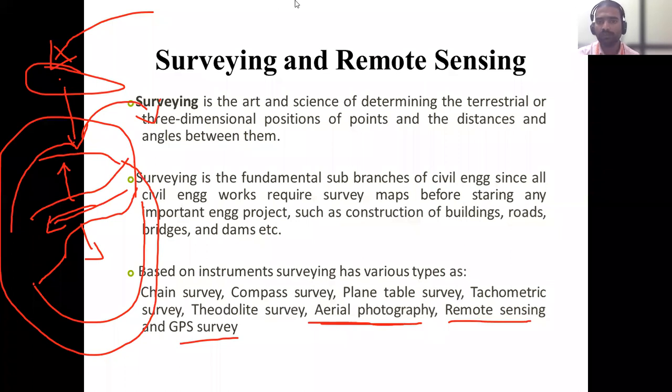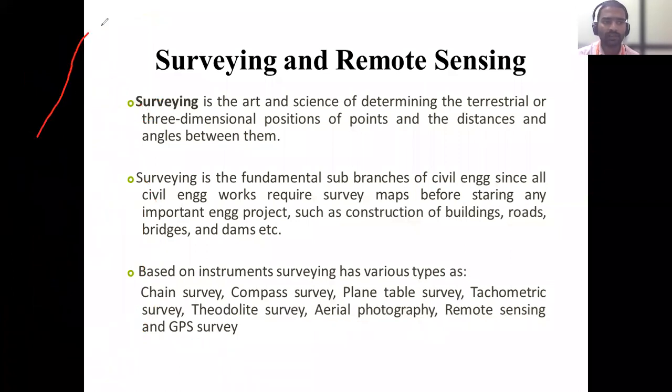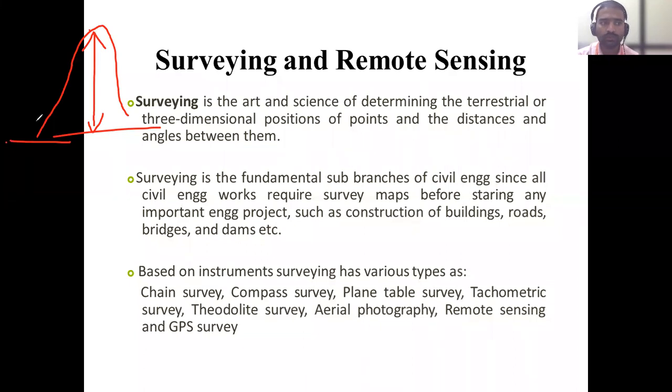Next, one more is remote sensing and GPS survey. Remote sensing and GPS means, see, there is a hill. So without going to the top of the hill, I want to measure the height. How to measure this height? If you have a remote, you just stand here and press the button of the remote.